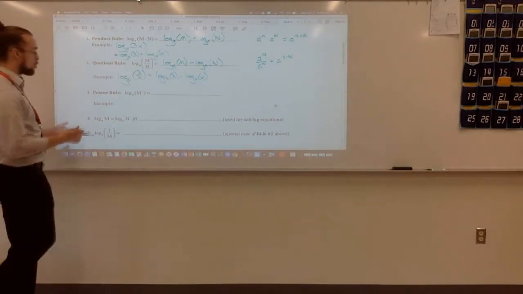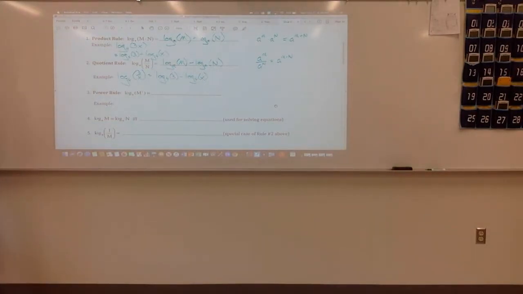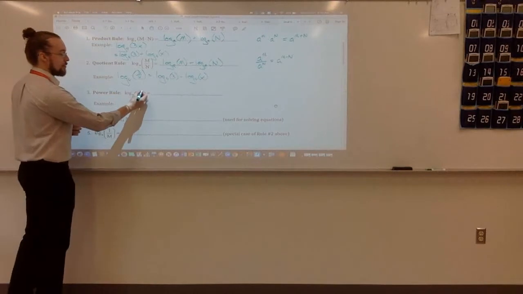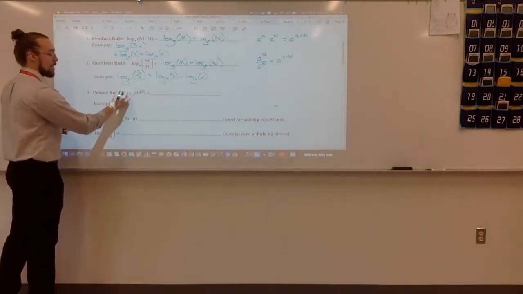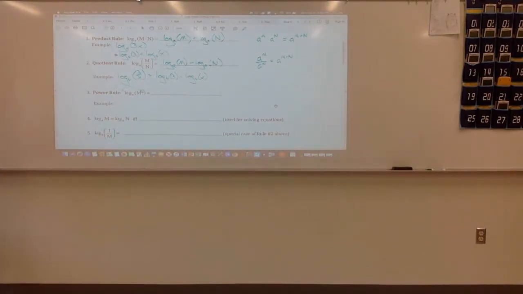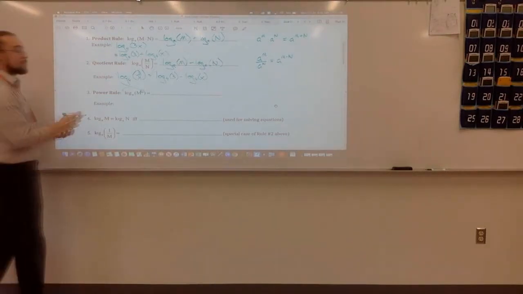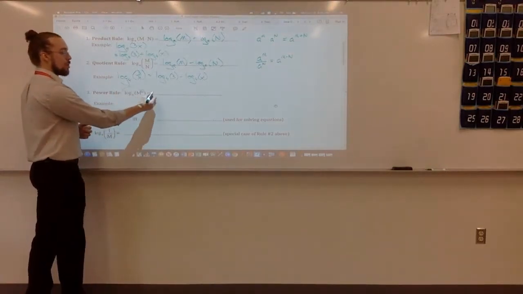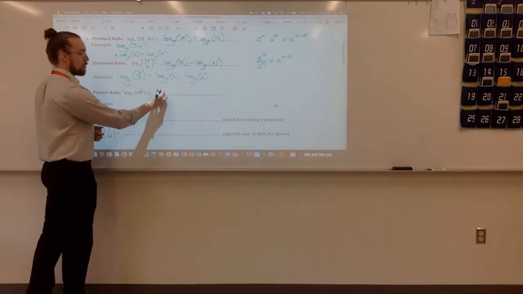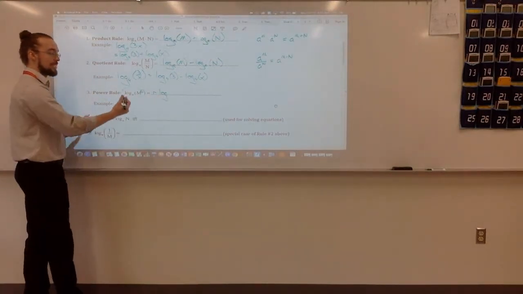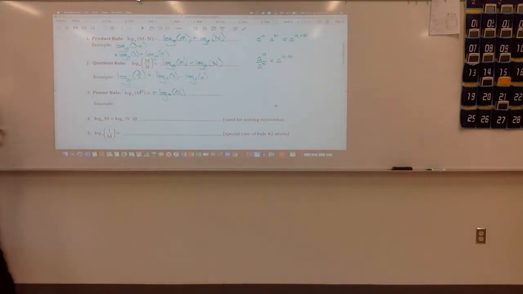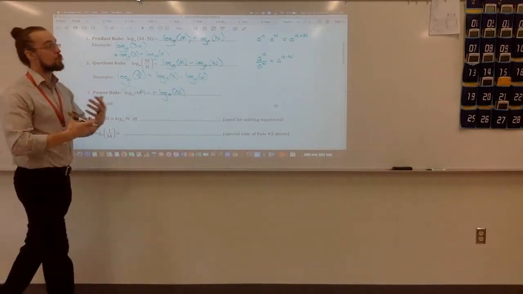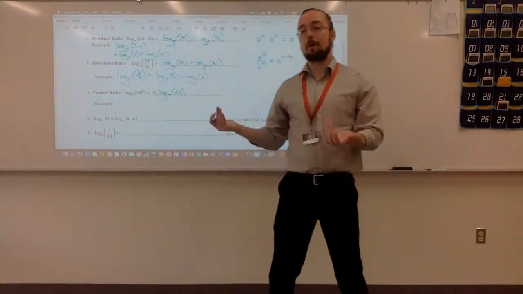Our final rule is the power rule. This one just says if I have an exponent on the inside, I can bring this out front as a coefficient. So log base A of m to the r power, I can just bring that r out front and say this is r times log base A of m. And this rule comes from our power to a power.